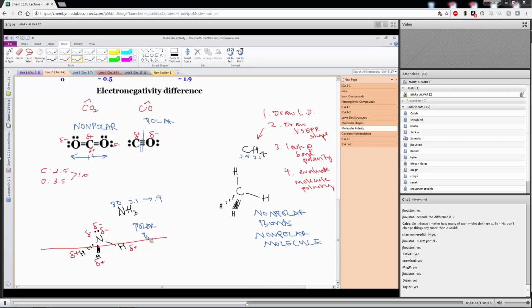with polar bonds. So I have polar bonds, and those do overall contribute to a polar molecule. Doesn't always happen that way, but in this case it does. And we can see it because we applied our polar bonds to the correct VSEPR shape. Okay.